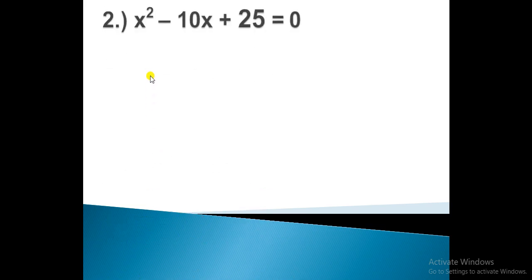Now let's move further to the next case. Example 2: we have x square minus 10x plus 25 equals to 0.